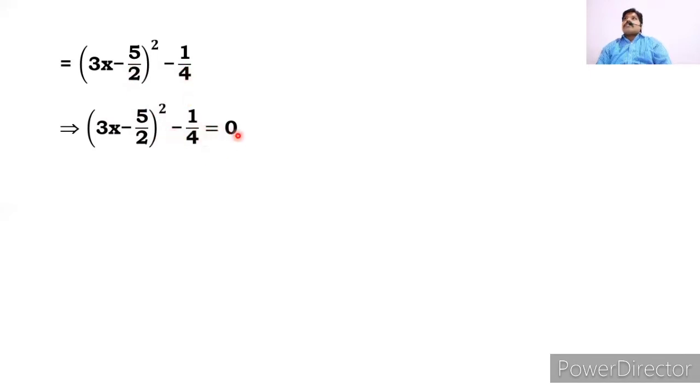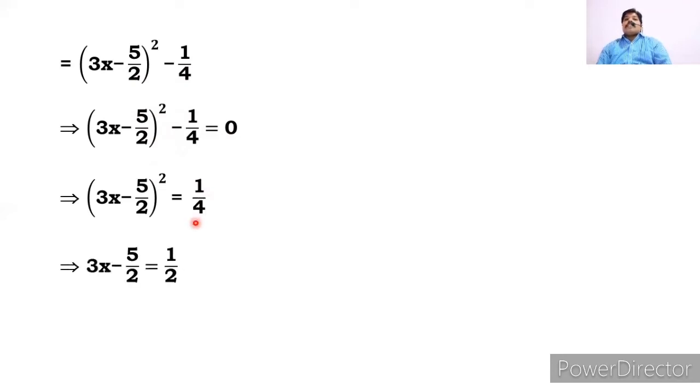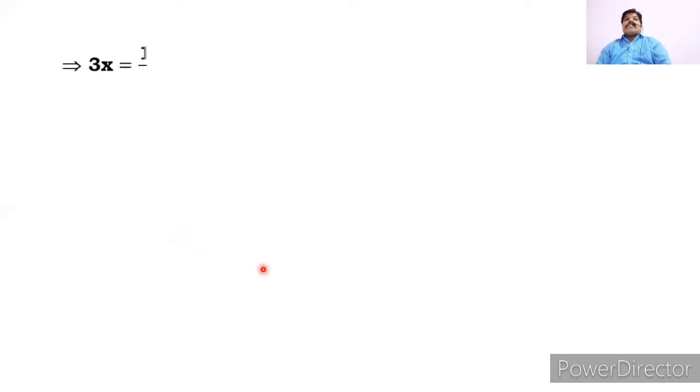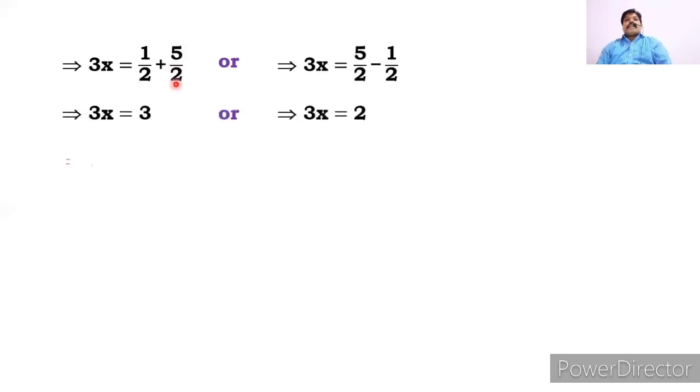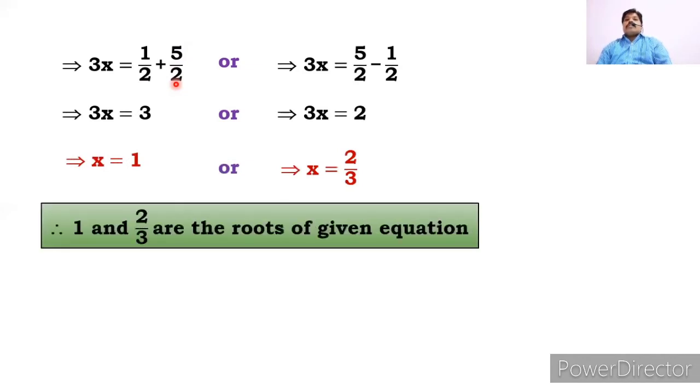Take this minus 1 by 4 to this side, and if you remove the square on this side, on the RHS side it will become plus or minus 1 by 2. So I will take plus 1 by 2, or I will take minus 1 by 2. Two cases will arise. In the first case, if we take the plus and take that 5 by 2 to this side, it will become plus 5 by 2. In the second case also the same, take the LCM 2. So x value will become 1 and x value will become 2 by 3. So 1 comma 2 by 3 are the roots of the given equation.